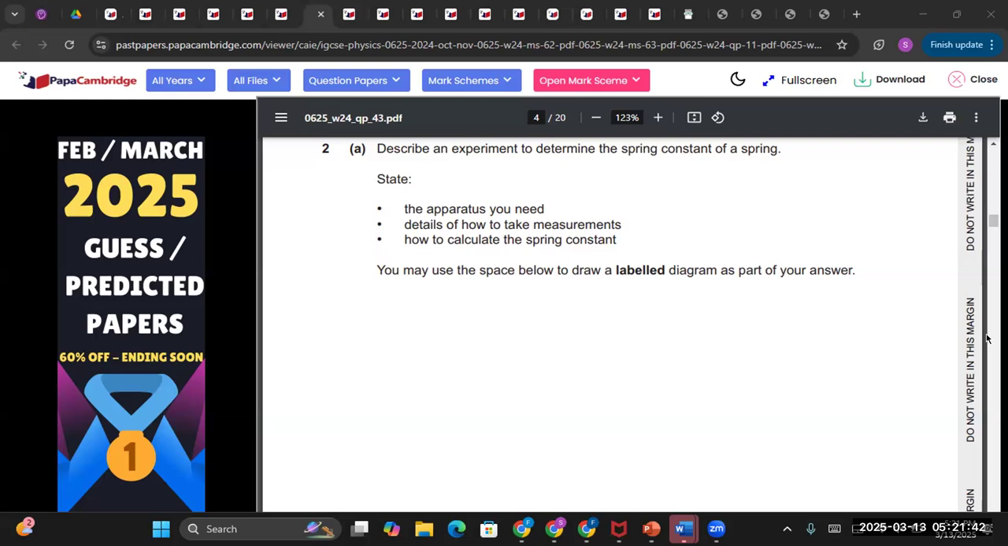So change the force. First, use, for example, 10 newtons, 20 newtons, 30 newtons, 40 newtons. So use different masses, and for every mass, you measure the extension. Then you plot a graph, and then you calculate the gradient of the graph. The gradient of the graph is going to be equal to your spring constant. Remember that, because the gradient of the graph is going to be force over extension, right? Y over x.